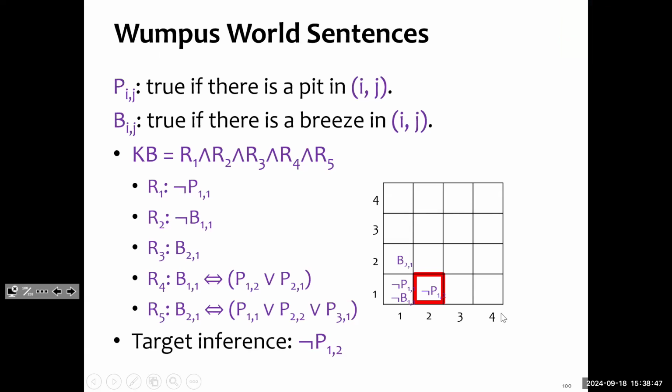Okay, so from rule 4, we see that if there was a breeze, then there would have been a pit in either 1,2 or 2,1. But because there wasn't a breeze, we know there's not a pit in either 1,2 or 2,1.